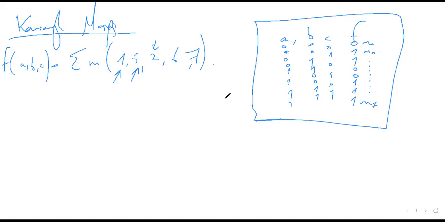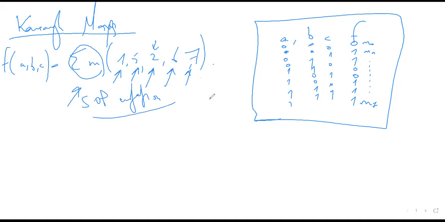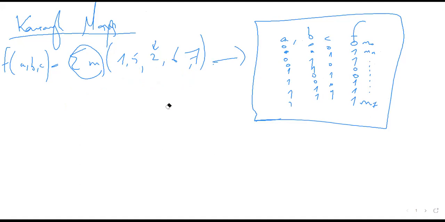So for each output which is 1, it is included here for the special kind of notation which we call the sum of products notation. So if I'm to draw a truth table, it will be like this.